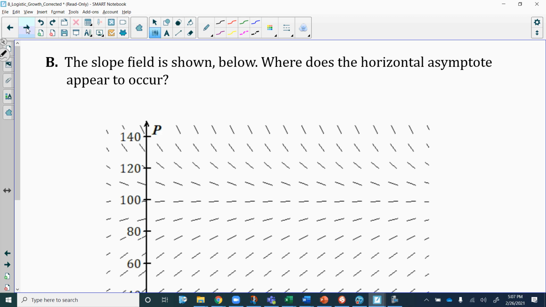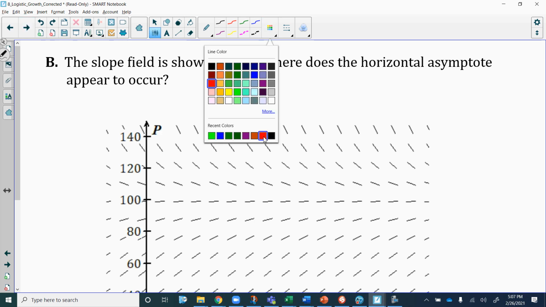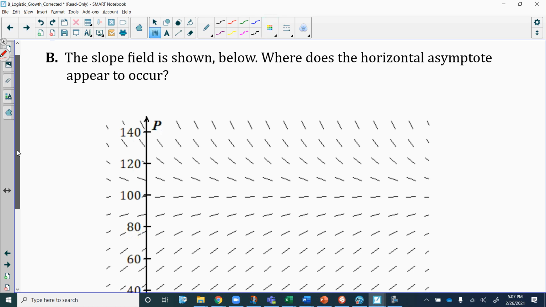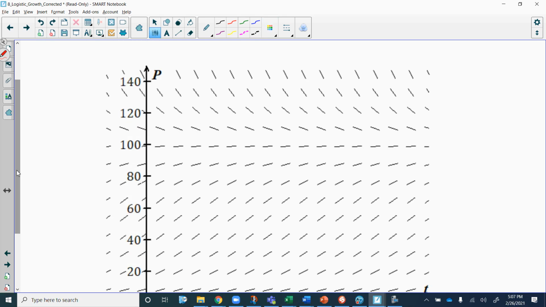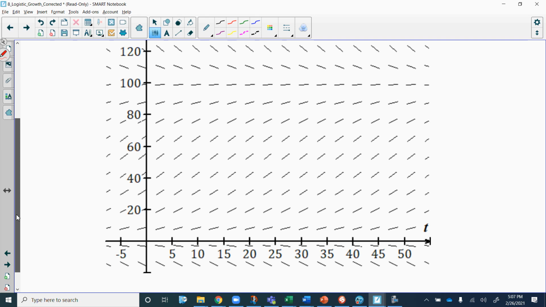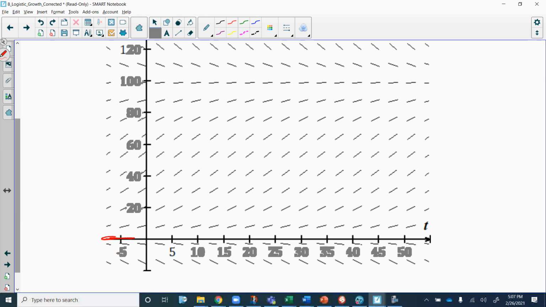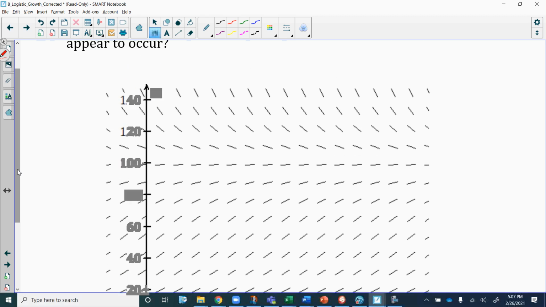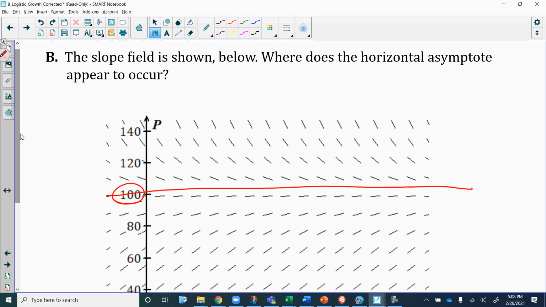Well, the horizontal asymptote, looking at the graph, we have positive slopes pretty much everywhere. We might have a horizontal asymptote down here at 0, but that's not where our carrying capacity is going to be. In fact, they told us our carrying capacity was 100. So right at 100 is where my slope of 0 should be. I know I didn't draw that line very well, but it should be at about when P is equal to 100.